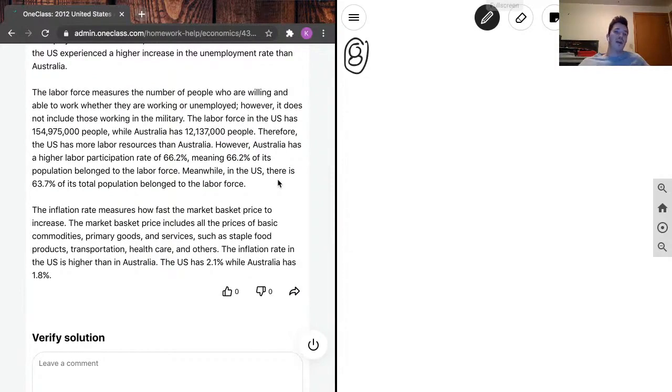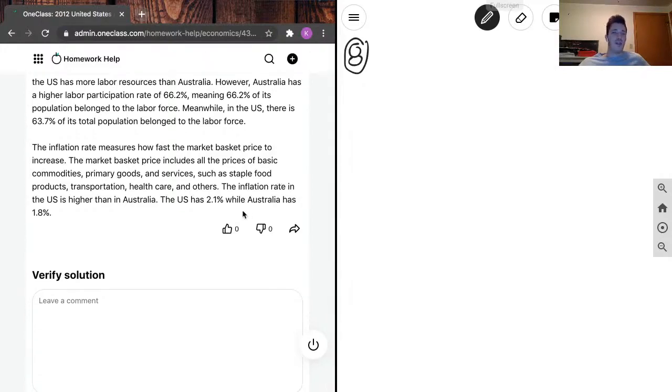Labor force in the US has 154 million people. Australia is about 12 million people. Therefore, the US has more labor resources than Australia. However, Australia has a higher labor participation rate of 66%, while the US is 63%.